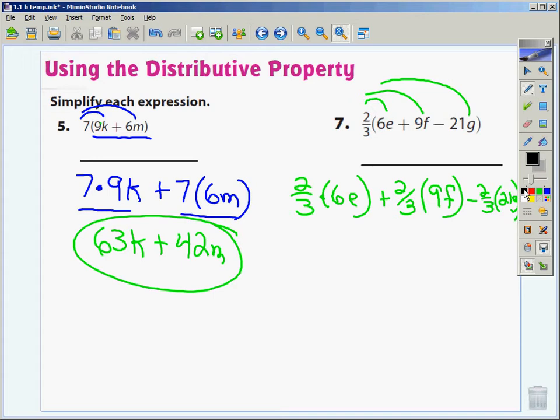How many times would 3 go into 6? And 2 times 2 becomes? What happened to my fraction? It turned into a whole number. How many times does 3 go into 9? 3. What's 2 times 3? 6. How many times does 3 go into 21? And what's 2 times 7?